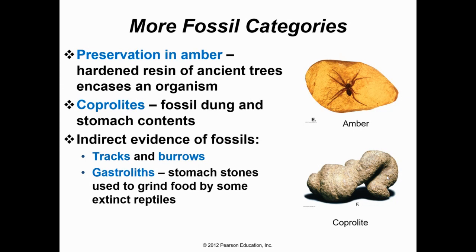Some other categories here. So preservation in amber. Amber is just simply tree sap. Okay, it's a very good preserving agent. And then there's some kind of oddballs like coprolite, that is fossilized dung, okay? But I do want to stress that it's not actual dung anymore.